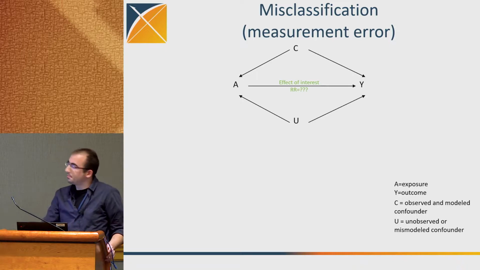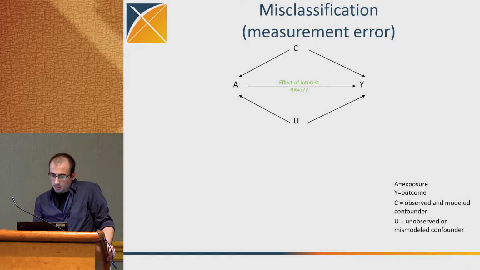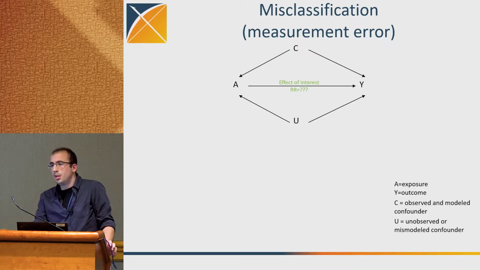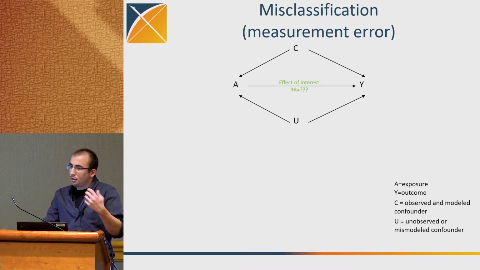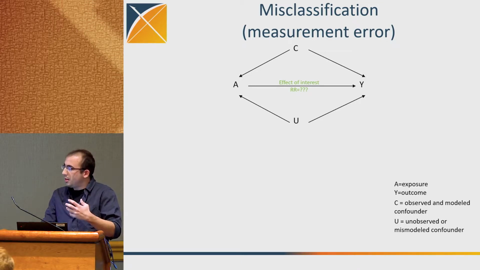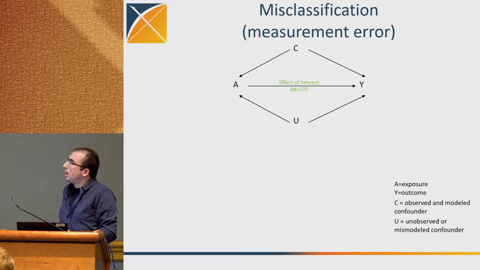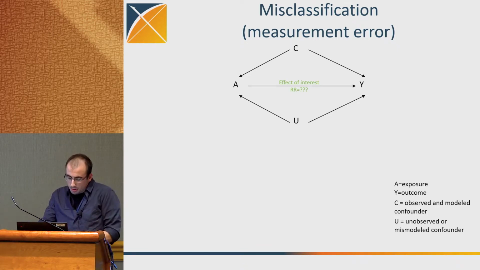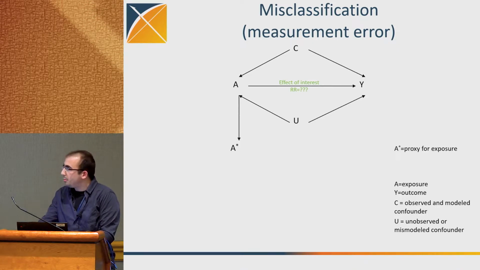So, misclassification or measurement error. This is the same graph as we had before. But the thing is that because we're doing an observational study, we don't have the actual treatment and outcomes, because the actual measurements that are gathered were not gathered for the purpose of the analysis, right? So instead of a treatment definition, we have a proxy for this thing.